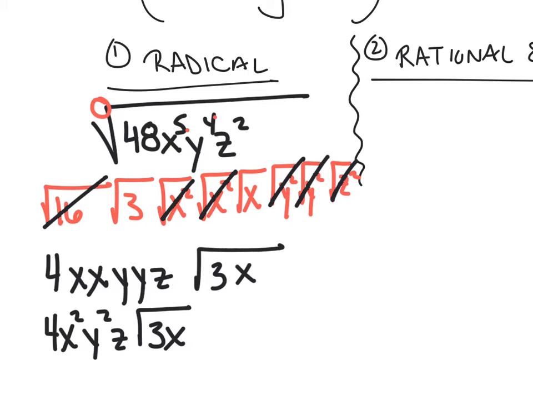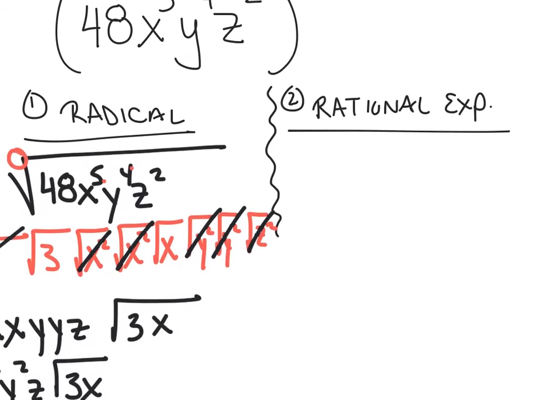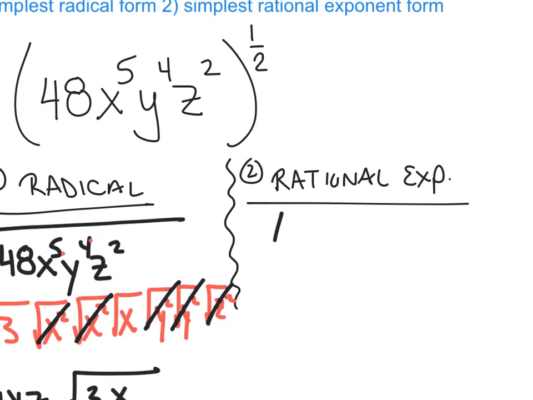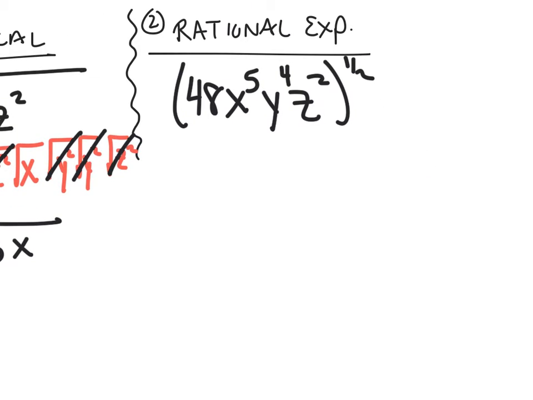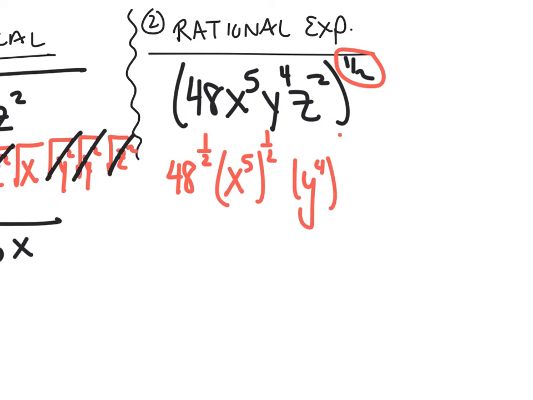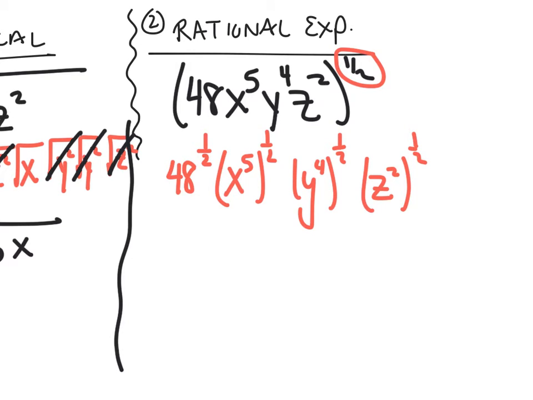Okay, so now we're going to solve the same problem, but we're going to leave it in rational exponent form. So let's go back to this side, and I want you to recopy this problem down. And we're going to use one of our exponent rules that says anybody inside here gets raised to the 1/2 power. So I'm going to say this is 48 to the 1/2 times x to the 5th to the 1/2 times y to the 4th to the 1/2 times z squared to the 1/2. Okay, so it's a simple property. We've done it several times this week. And I'm just going to keep cleaning it up.